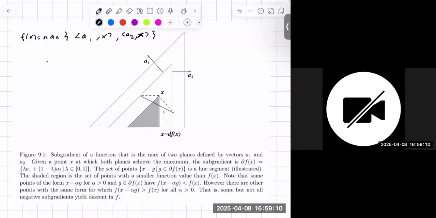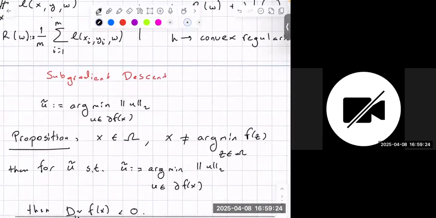This is all subgradients right here. And if you pick from x and go in any direction, so the dotted line is the beginning and the end, you could go in any direction here. But some of them don't do what you want to do. Okay, pretty good.